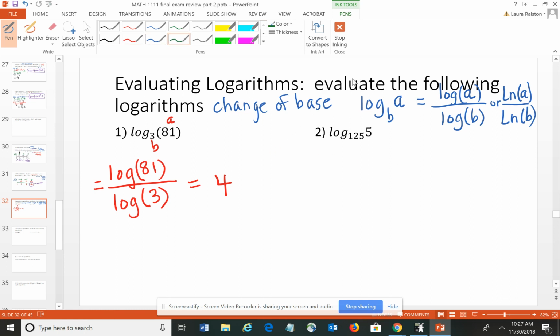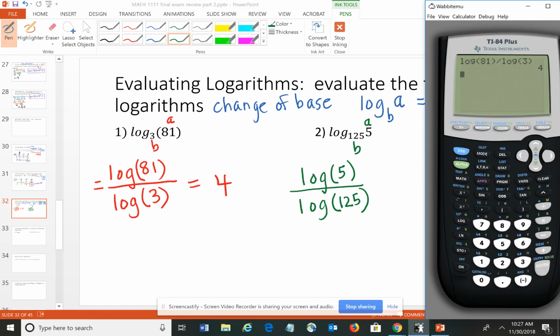Okay, so then we have log base 125, which would be your b, of 5, and so your a is 5. So we would have in our calculator log of 5 divided by the log of 125. Again, I'm going to pull my calculator up. We're going to type that in. So you would type log of 5, close the parentheses, divide log of 125, close the parentheses, and enter.